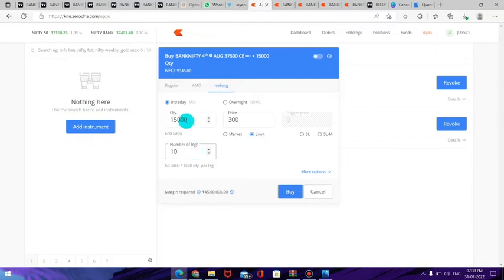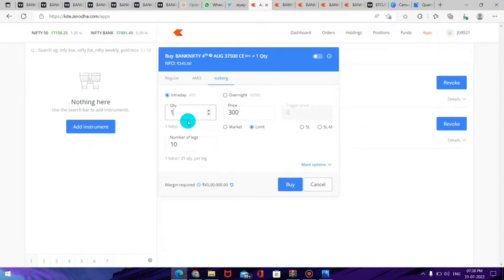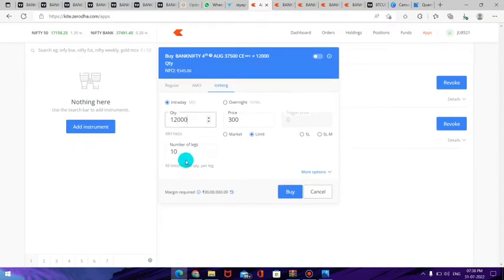So the maximum we can trade with is almost 12,000. So 12,000 is almost the maximum. This is how we can use the number of legs. Maximum is 10 only. So this is the first point.